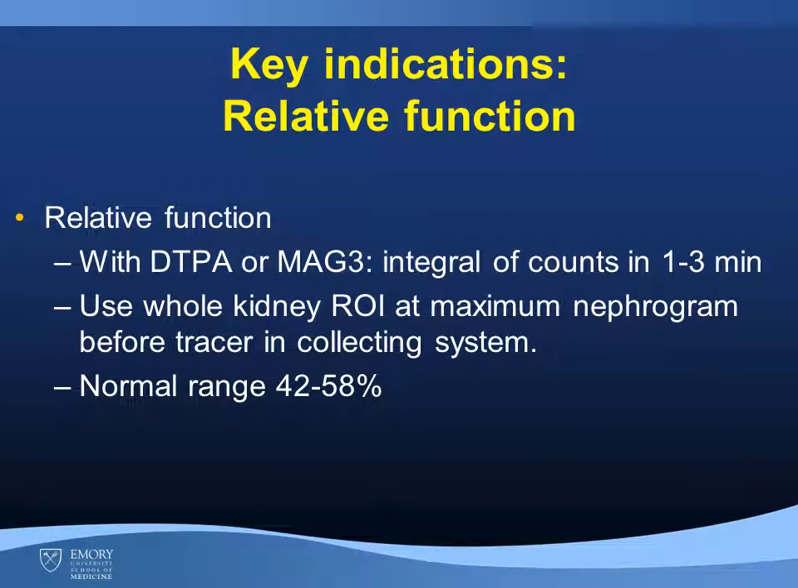So to look at relative function with DTPA or MAG3, we're going to use that integral of counts in the first 1 to 3 minutes, using a whole kidney ROI at the maximum nephrogram before a tracer appears in the collecting system. And this is typically picked by the program. The normal range is in the 42 to 58% split.